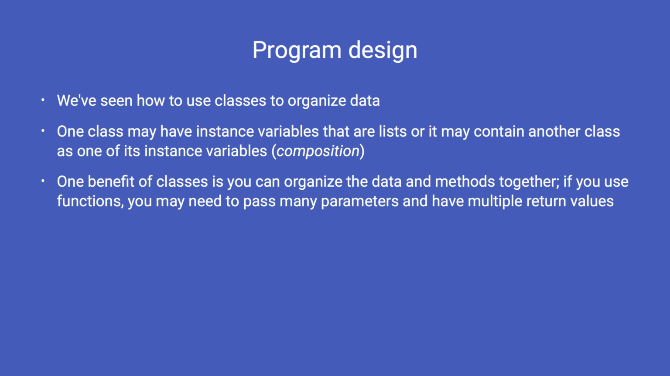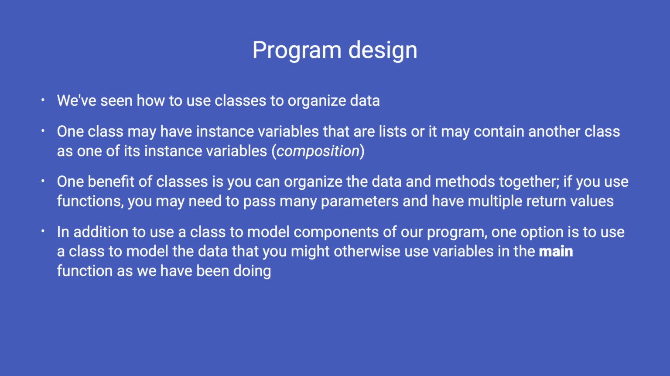As you may have discovered when writing more complex programs with only functions, you may need to pass many parameters and have multiple return values so the function has all the data it needs to process and can return all the values it updated. By using a class with the data as instance variables, we can make those functions methods, and we won't need to pass all the parameters and have as many return values since the functions can update the instance variables directly.